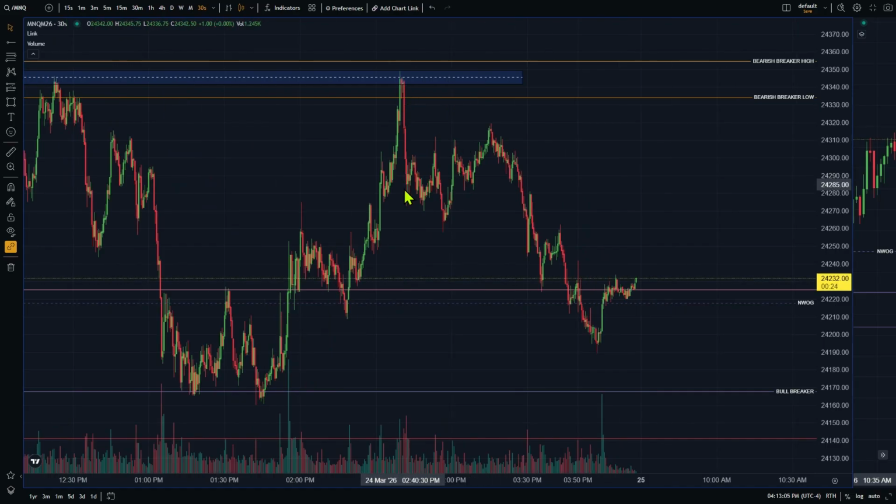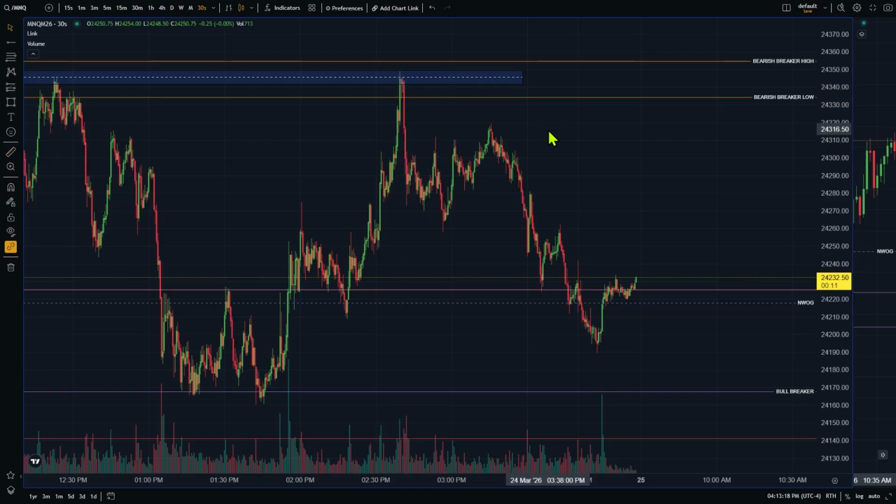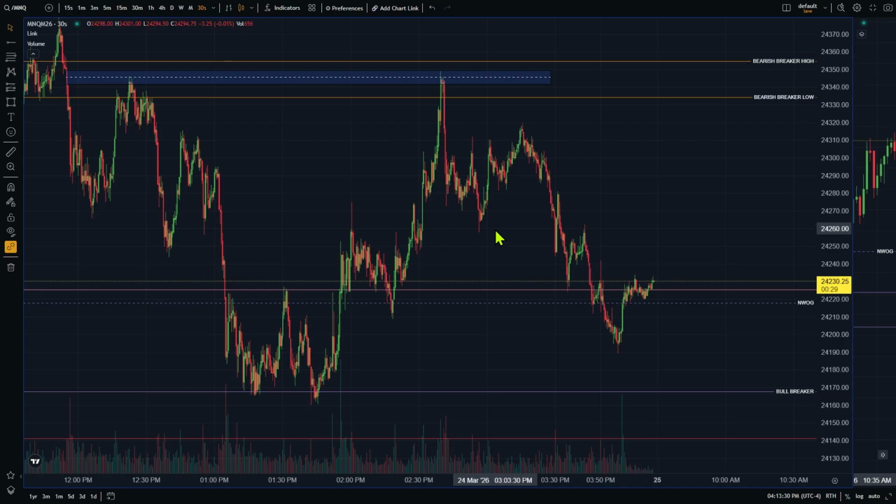Fair value gap to the downside. Come back. That's our entry right there. We wick into it. Stop goes above there. How many points we got there? 29. You're good. Not even $100 stop loss. And where do we aim? The most recent swing low, either this one or this one. And we get it.